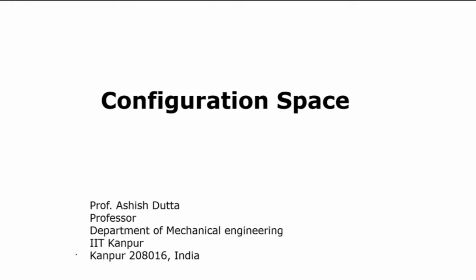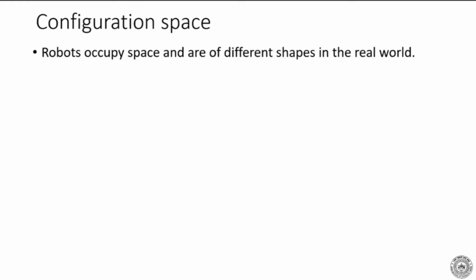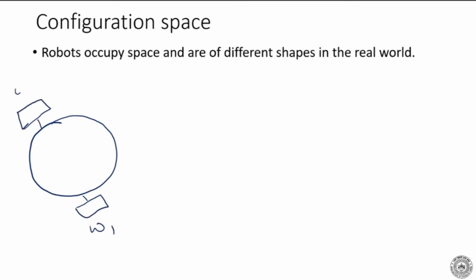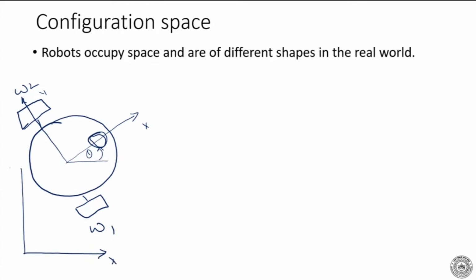configuration space. Now we have seen that robots occupy space and are of different sizes and shapes. For example, we can have a circular mobile robot with two wheels, omega 1 velocity on one side and omega 2 on the other, and a caster wheel in front. We can assign an axis x and y, which makes an angle theta with the global axis x and y.